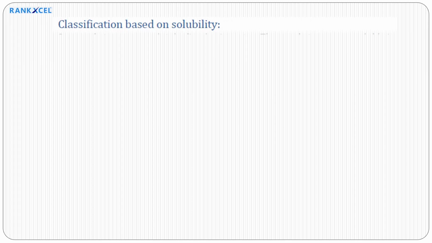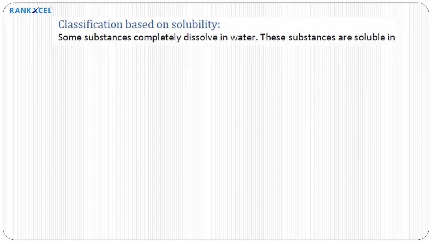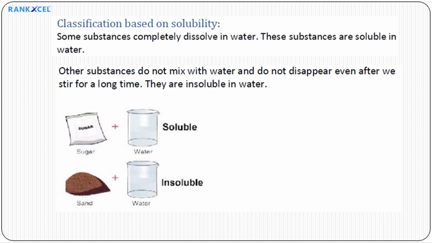Classification based on solubility. Some substances completely dissolve in water. These substances are soluble in water. Other substances do not mix with water and do not disappear even after we stir for a long time. They are insoluble in water.